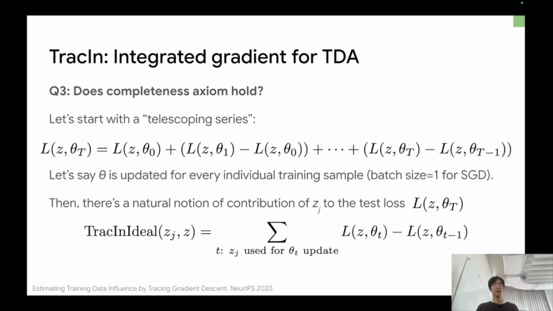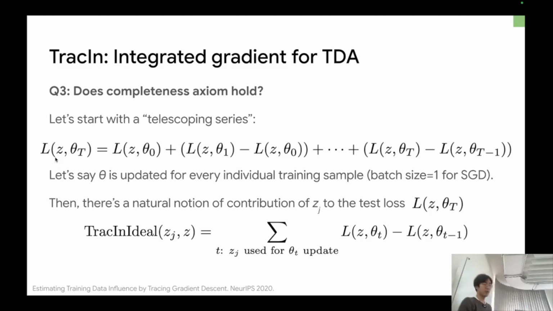I know I haven't dealt with Q2 yet, which is how you attribute ZJ's contribution for each iteration. I'll get to that later. For now, let's take a look at the completeness axiom point of view. The eventual loss that we try to explain is after all the training iterations, you have the final solution, the final checkpoint. And you wonder why the test sample Z has such a loss value after training. So that's the quantity of interest.